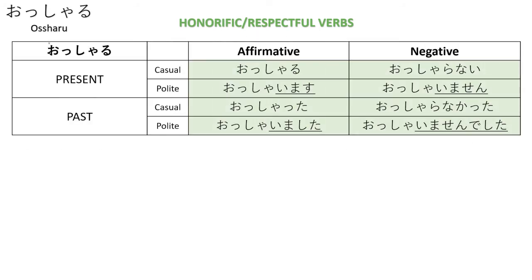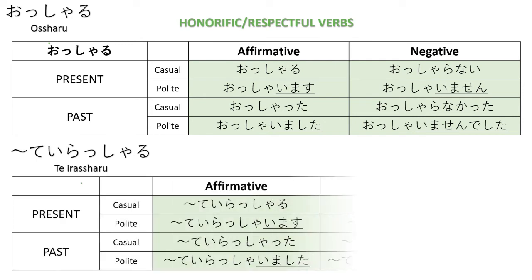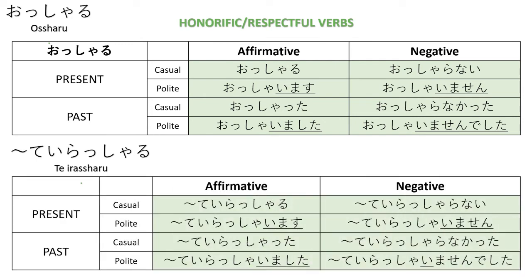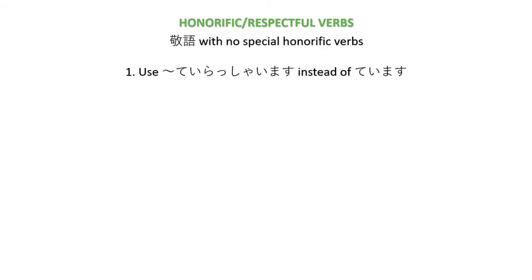And this is the conjugation. For osharu: oshaimasu, oshaimasen, oshaimashita, oshaimasen deshita. For te irasharu: te irashaimasu, te irashaimasen, te irashaimashita, te irashaimasen deshita. We also have rules for those verbs with no special honorific equivalent. For the teiru form, we just say te irasharu or te irashaimasu.